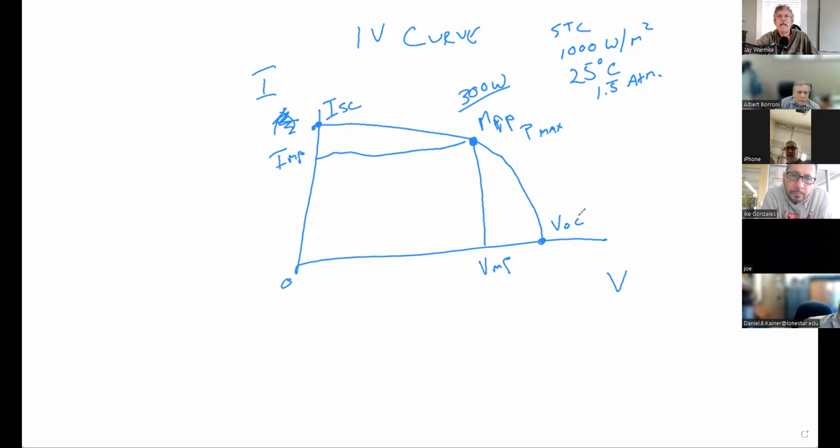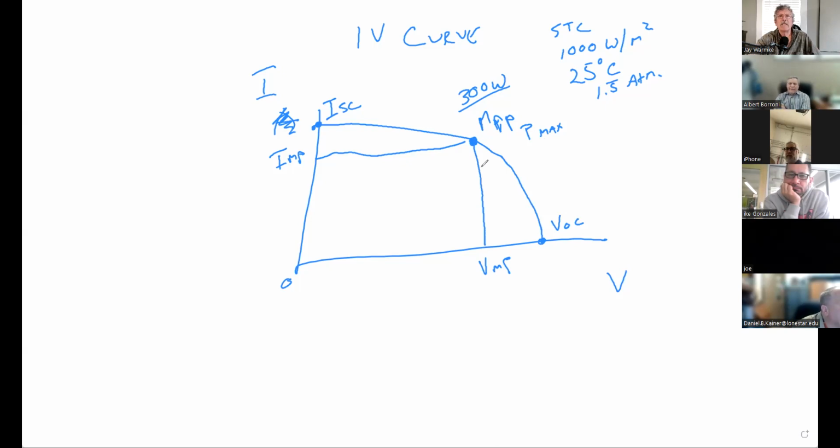And the VOC is used to make sure our system does not exceed the voltage limitations that are imposed by the National Electric Code. So a residential system is 600 volts DC. For commercial systems, it's 1,500 volts, I think. So we use VOC to determine our string size and things like that to make sure we don't exceed that number. But these are real world numbers.